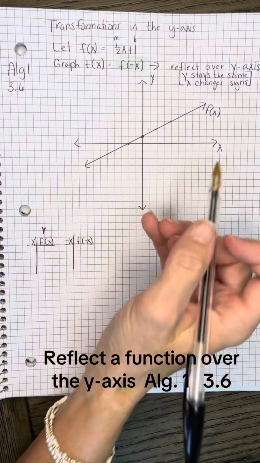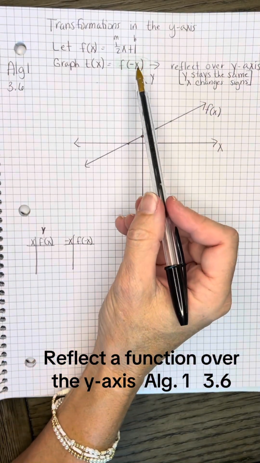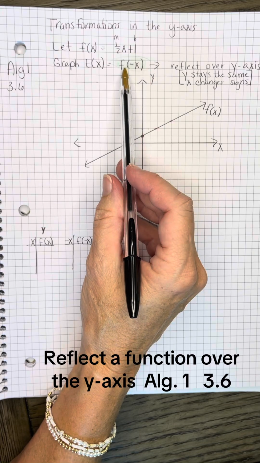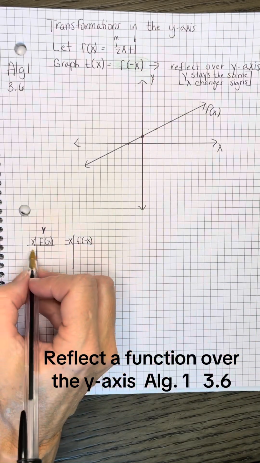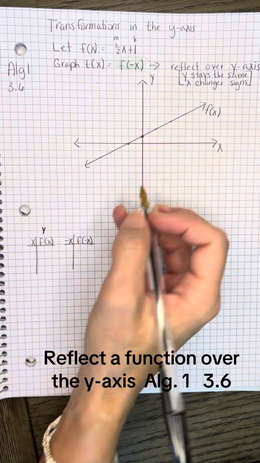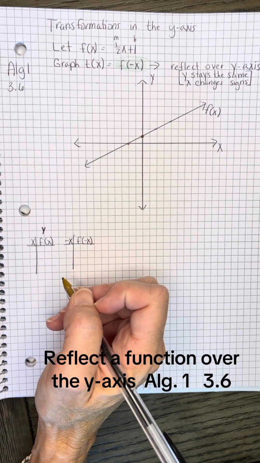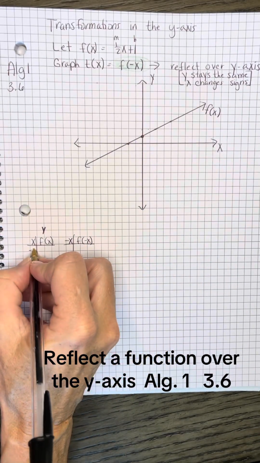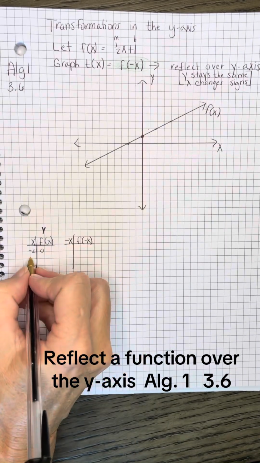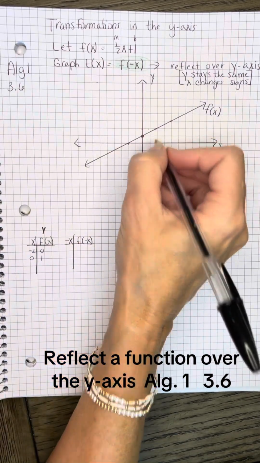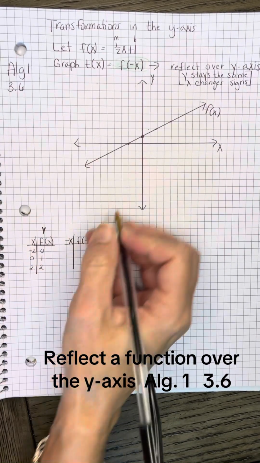Now what we want to do is find the f of negative x. All right, let me just write down the ordered pairs that we have on the parent graph. I have negative 2 paired with 0. I have 0 paired with 1. And I have 2, 2. And I think I'm just going to do those 3.